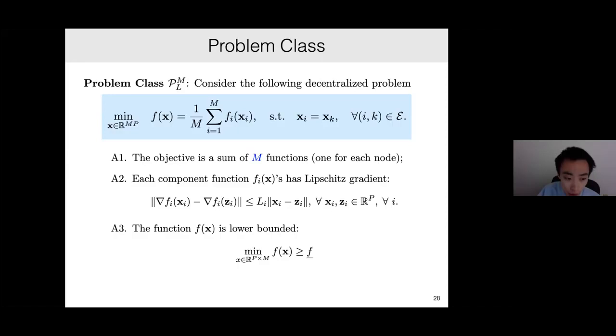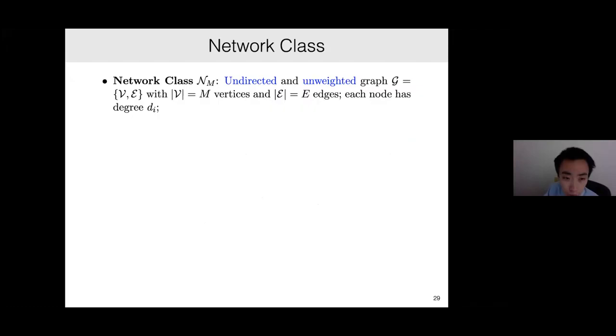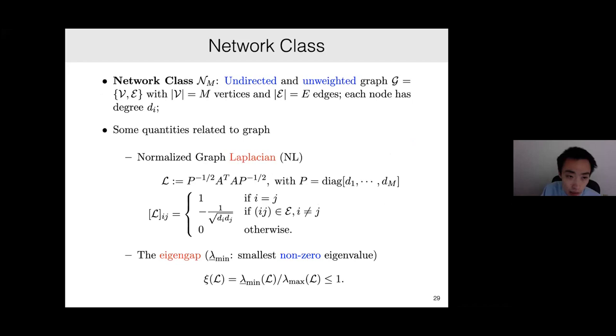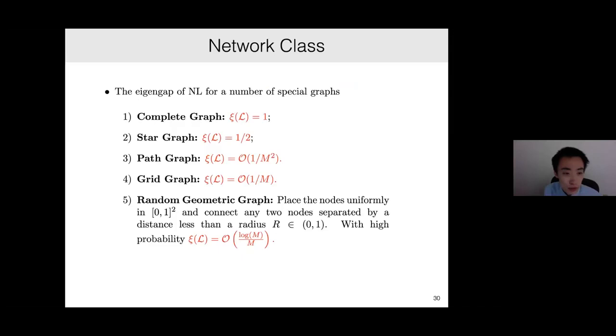First, the class of distributed problems we will consider takes this form, where we assume that Fi is non-convex and differentiable. We also assume a Lipschitz gradient for each component function Fi. The network we are considering is an undirected and unweighted graph with m vertices and e edges, and each node has some degree. We define a normalized graph Laplacian using the degree and the neighboring information. The eigengap is the smallest non-zero eigenvalue divided by the largest eigenvalue, which is a value smaller than one. You will see for most graphs, like the complete graph, this value is just one. But for some path graphs, this value is much smaller, which is 1/m².